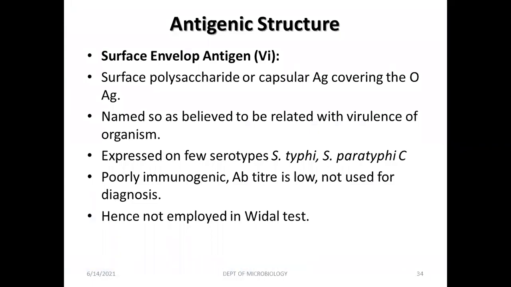Surface antigen or Vi antigen is a surface polysaccharide or capsular antigen, covering the O antigen. It is believed to be related to virulence of the organism and is expressed on few serotypes, Salmonella typhi and paratyphi C. This is poorly immunogenic, and antibody titer is very low, not used for diagnosis, hence not employed in Widal test.